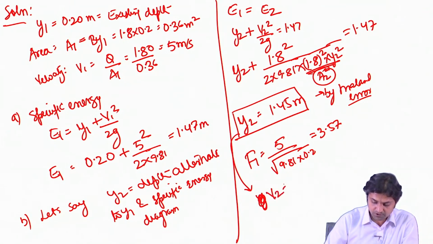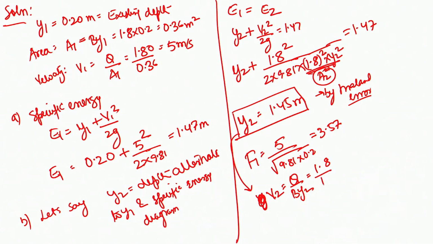So, v2 is going to be q by b y2. So, q is 1.8, b is 1.8 and y2 is 1.45. So, this comes out to be 0.69 meters per second. All right.